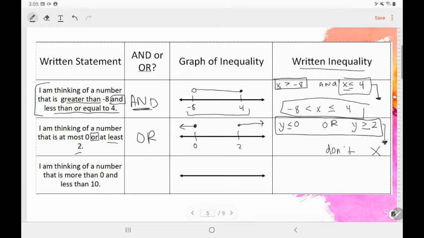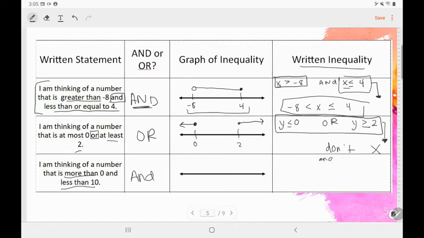All right, take a second and pause and try this next one on your own. All right, let's go ahead and try this. I'm thinking of a number that is more than 0 and less than 10. So we have an and inequality, and I'm going to write an and to begin with. If you're ready to jump to writing just one inequality, like on this first example, you are welcome to, but you don't have to. I'm going to take this intermediate step. So x is more than 0 and x is less than 10.